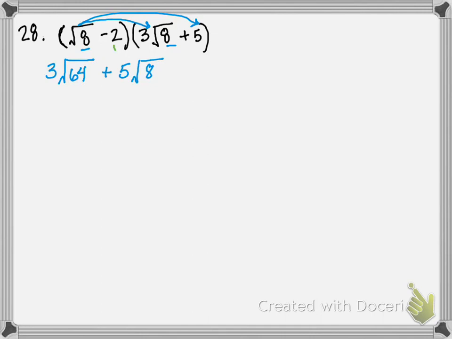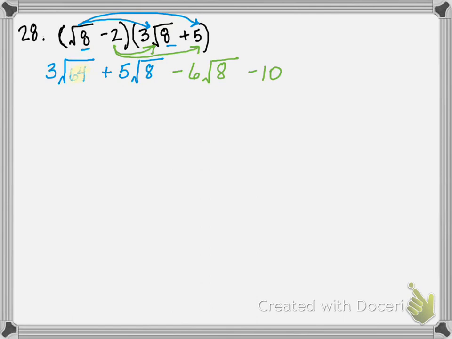Come back and pick up our negative 2. Negative 2 and 3 are both on the outside, so we would multiply those to get a negative 6 square root of 8. And negative 2 times 5, we will get negative 10. So at this point, we want to start looking for things to simplify.